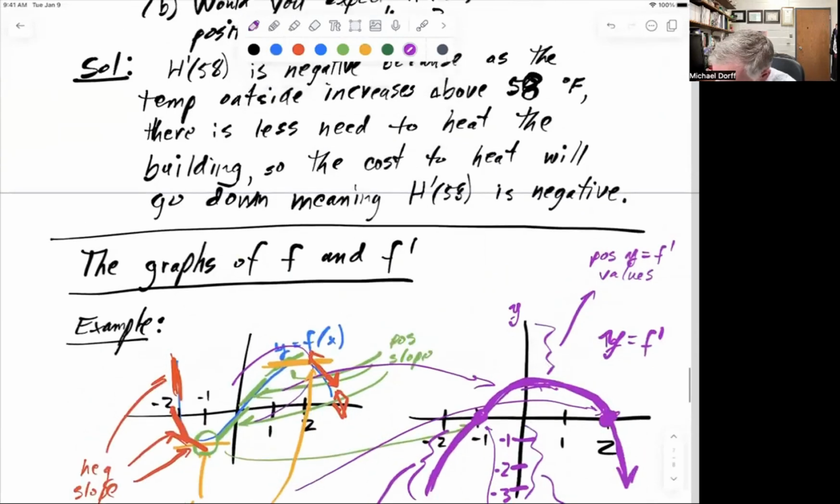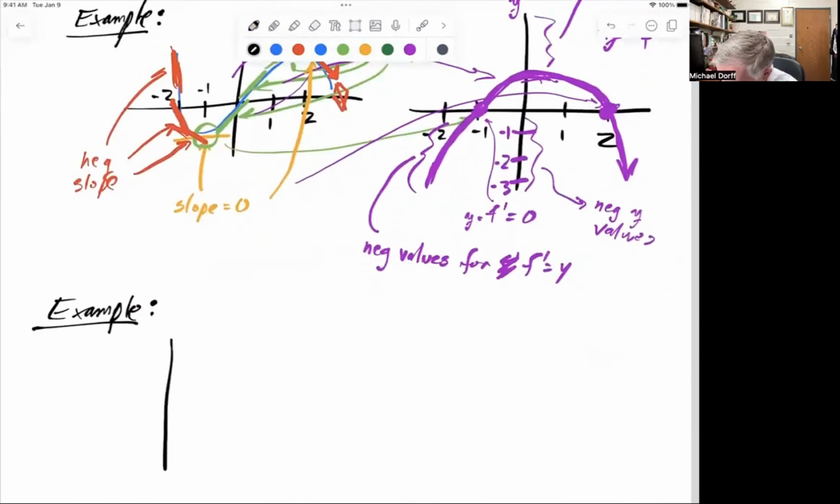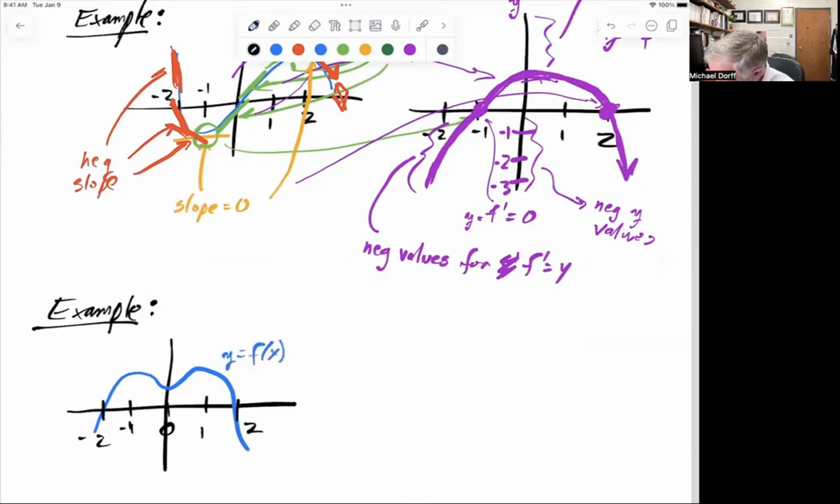Let's do another example of this. Suppose my curve now looks something like this. We'll call this point 1, -1, -2, 0. Here's 1, and here's 2. Y equals f of x. And we want to look at the graph of the derivative. So we're going to call this y equals the derivative.